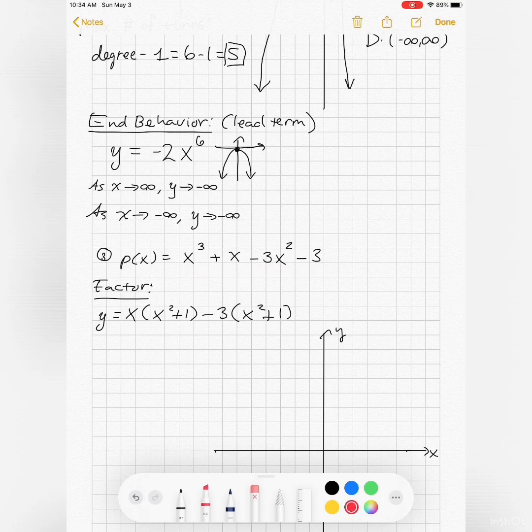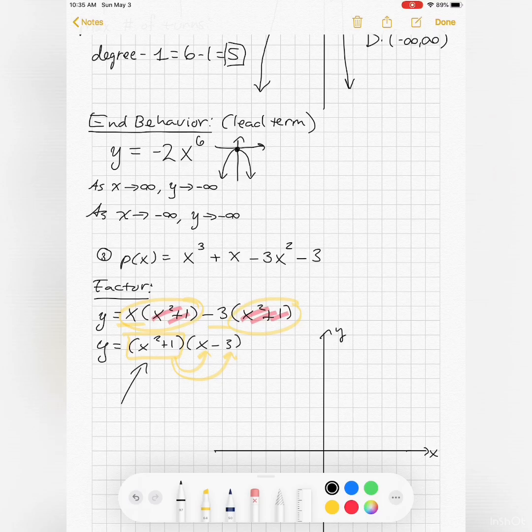Then you notice that now you have this common factor, x squared plus 1. So what I can do now is factor that whole x squared plus 1 out front, and that'll just leave me with the x minus the 3. So think about if you were to distribute this. Then you'd have x times x squared plus 1 minus 3 times x squared plus 1. That's what we had here, right? So that's correct.